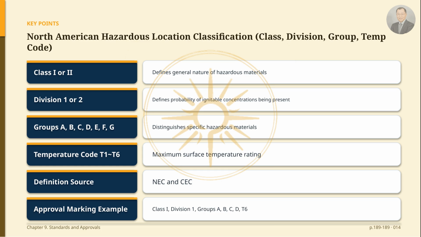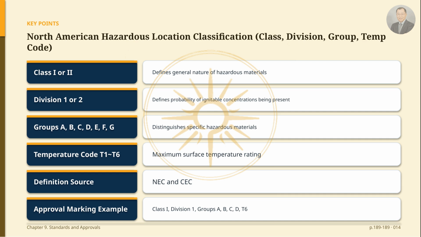I would like to introduce the system used by North American approval agencies to classify equipment for hazardous locations. When classifying equipment for use in hazardous locations, North American approval agencies designate the location as Class 1 or 2, Division 1 or 2, Groups A, B, C, D, E, F, or G, and temperature code T1 through T6. The class indicates the general nature of the hazardous material. The division indicates the probability that an ignitable concentration is present. The group indicates the specific hazardous material, and the temperature code indicates the maximum surface temperature rating.